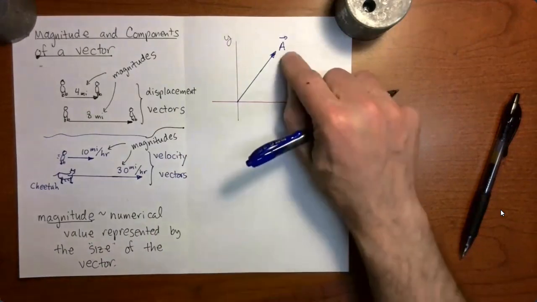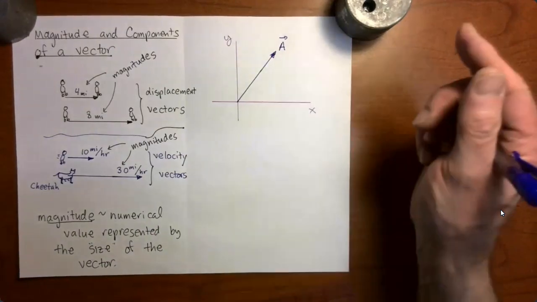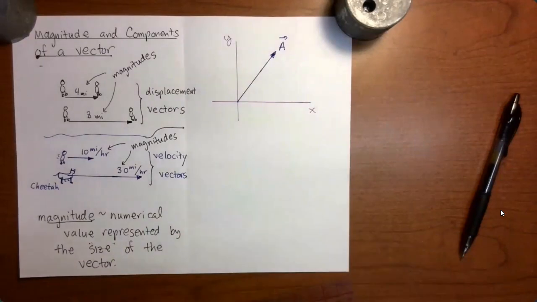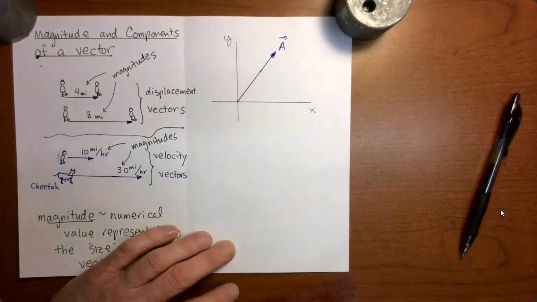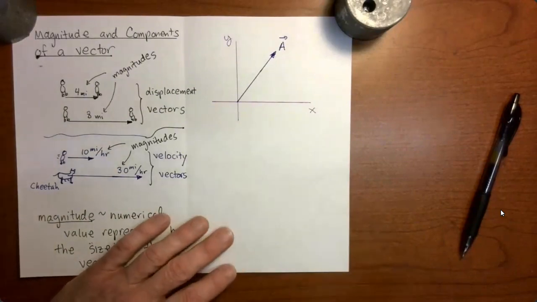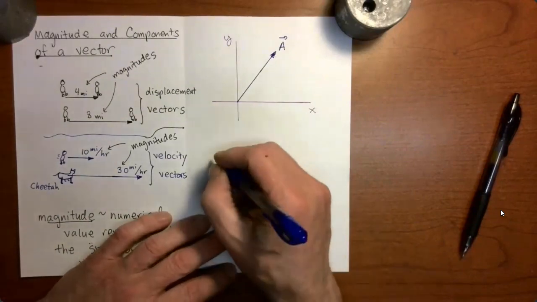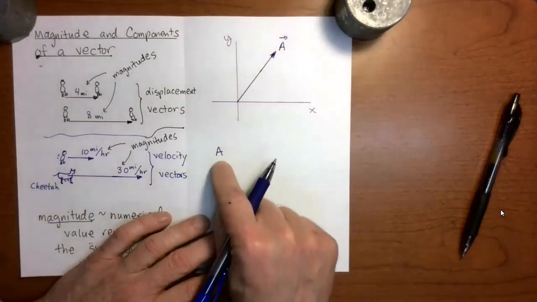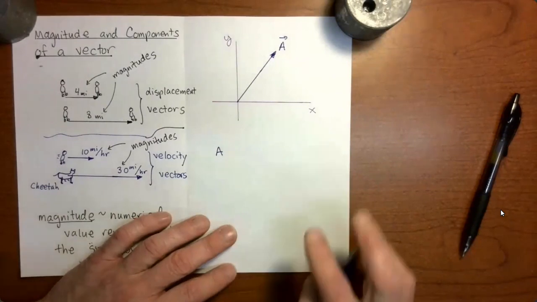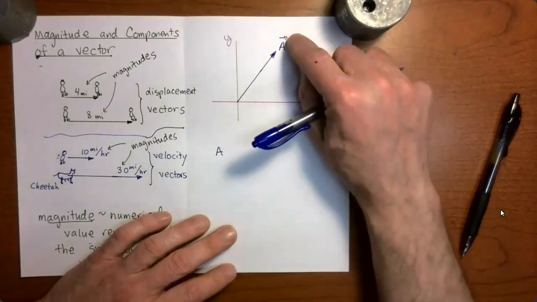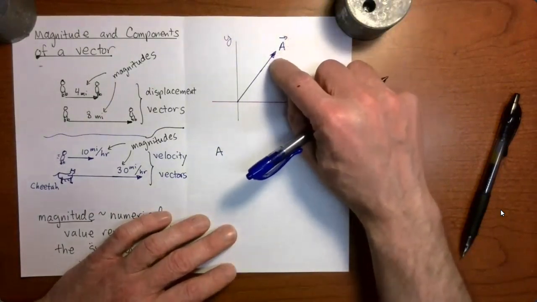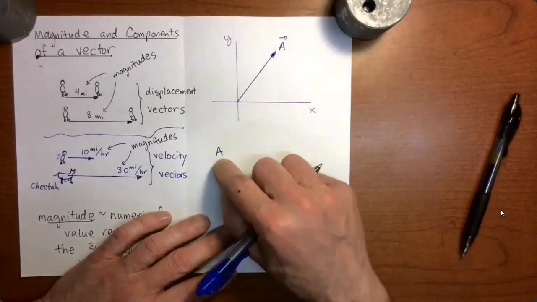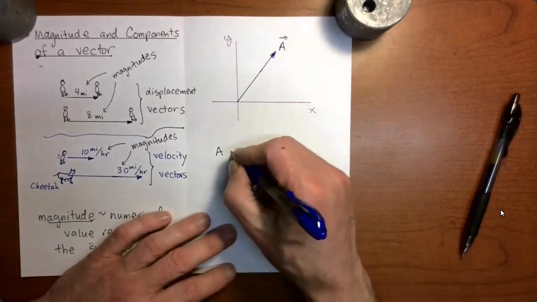Now, the magnitude of a vector A, or a vector generally, can be represented with 2 different kinds of notation. One way of representing the magnitude of a vector notationally is to just draw that same letter except without the arrow on top. So if A with a little arrow on top represents vector A, then A without the arrow on top represents the magnitude of the vector.